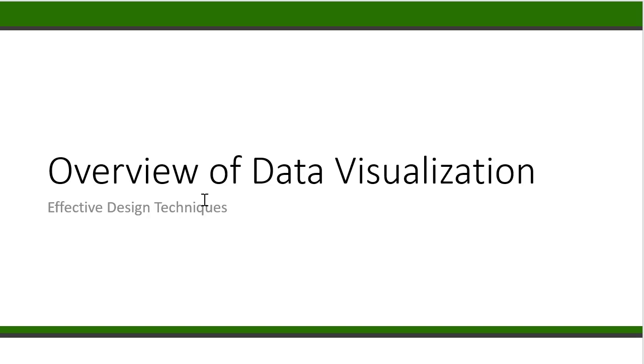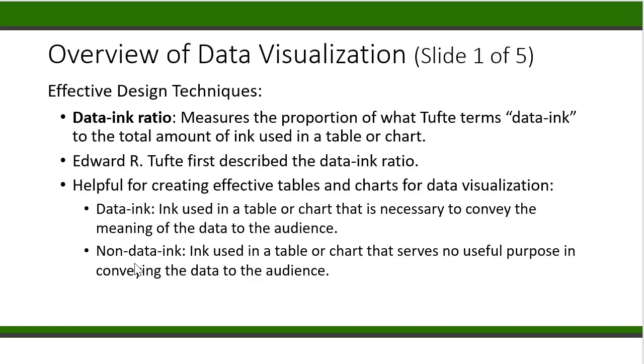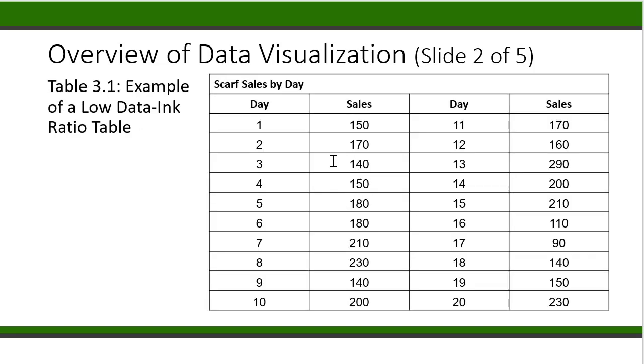So the first thing we want to talk about is some effective design techniques. What your book talks about is something called a data to ink ratio. You don't want to use a lot of ink if it's not necessary. It could take away from what the user really needs to see. So the data ink ratio talks about the ink that's used in your table or your chart, and you just want to use enough to convey the information or meaning of what that table or chart is showing to the user.